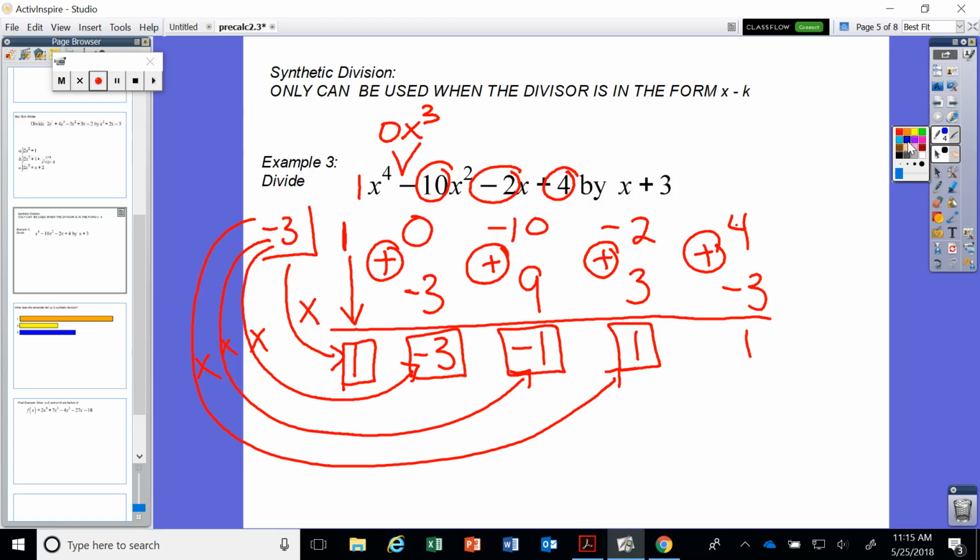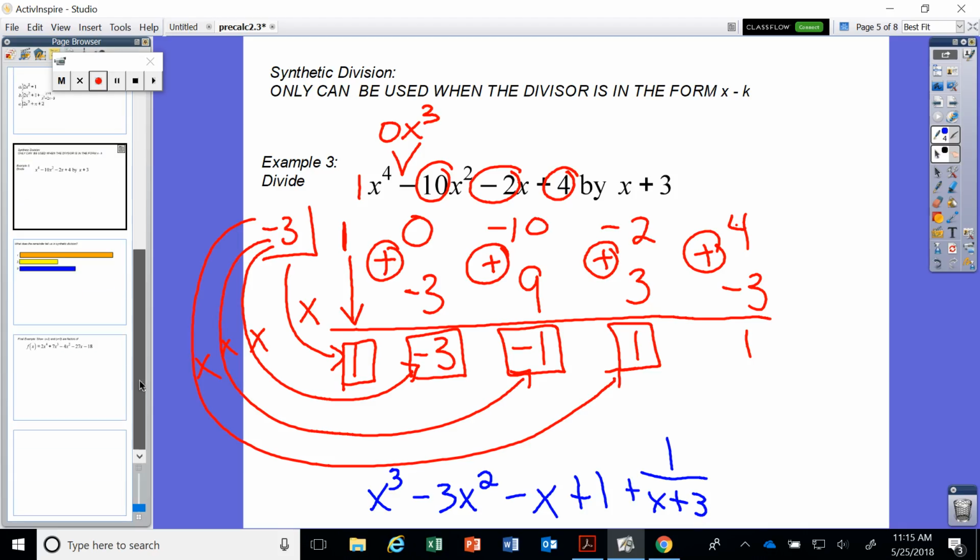So what this means is that I have 1x cubed, negative 3x squared, a negative 1x, and a positive 1 constant. But wait, there's a remainder. Well, that's fine. Remember the division algorithm. The division algorithm says that I can throw that in there for my remainder. All right, guys, so that is a recap of synthetic division.